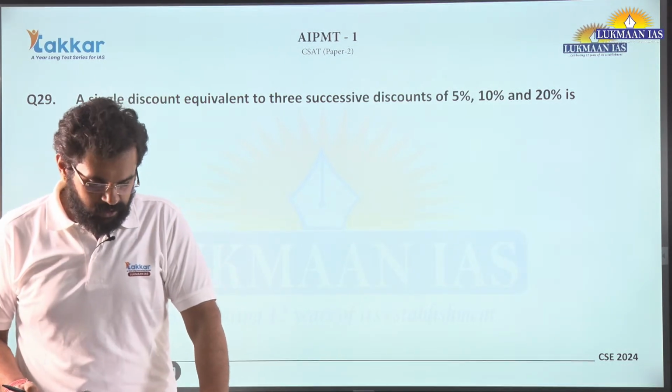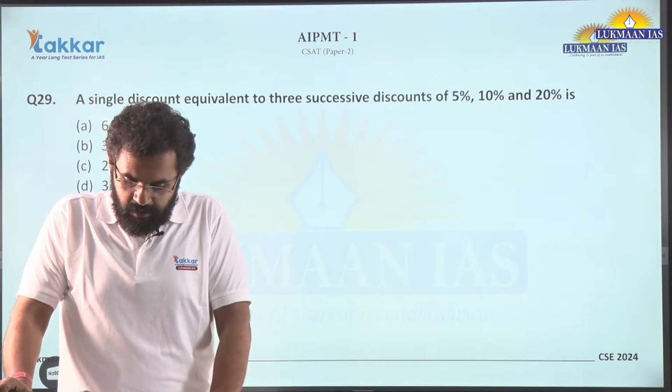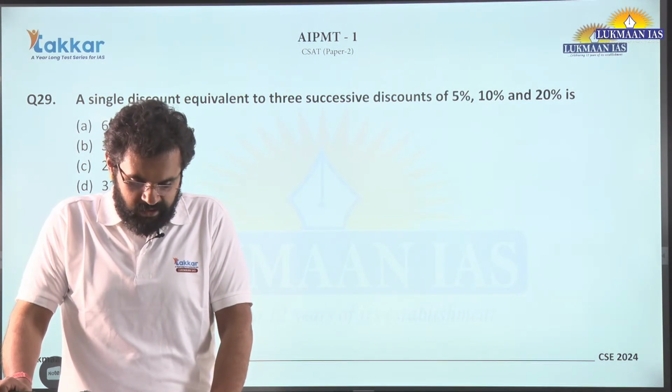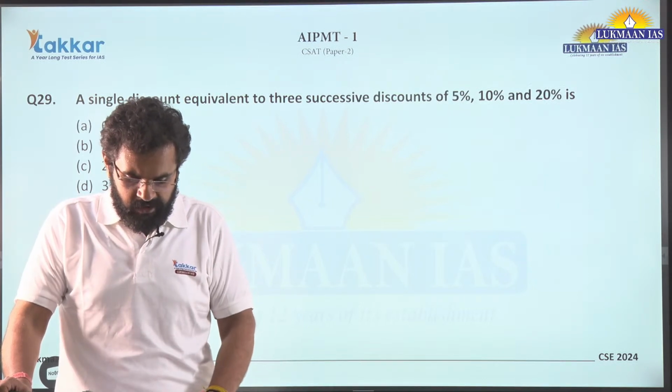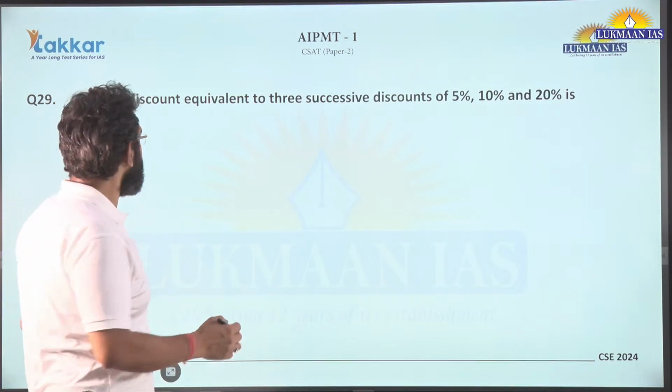Question 30 is very simple. 20 women and 20 men together build a 20-kilometer road in 20 days. 40 women and 40 men together can construct a 40-kilometer road in how many days? So the answer is 20 days. Option A. Let's see.